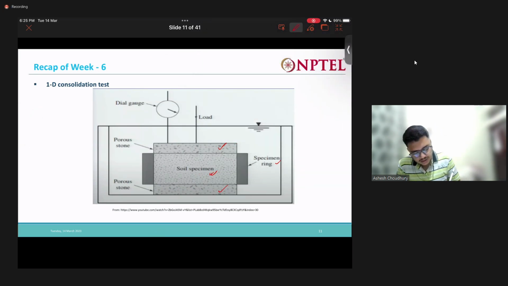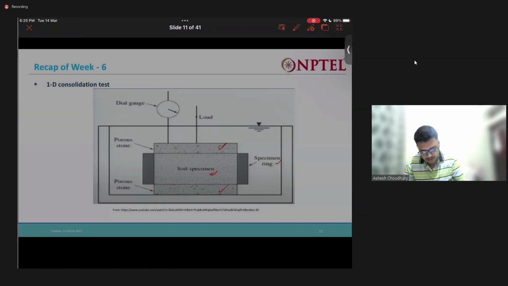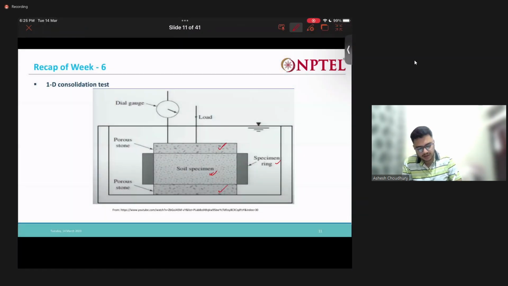Due to the presence of porous stones, we will be allowing drainage in the top and bottom direction. So we are allowing drainage here and here. We are allowing double drainage. Also, we can see that this soil is completely submerged, completely saturated. Load is applied here, and there is a dial gauge.